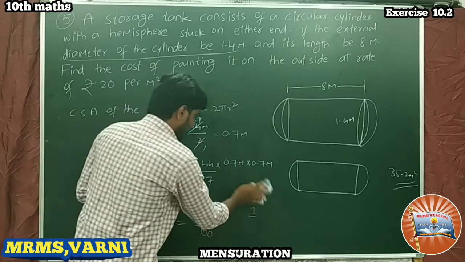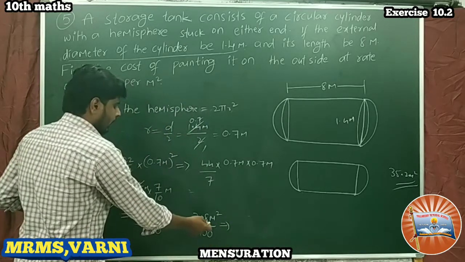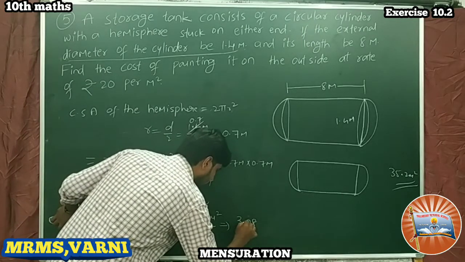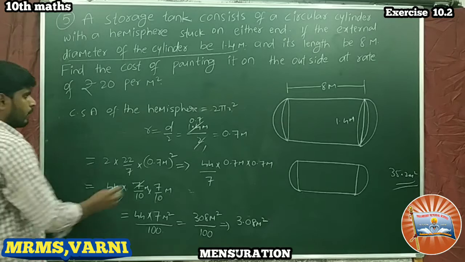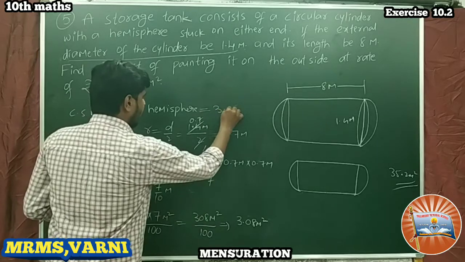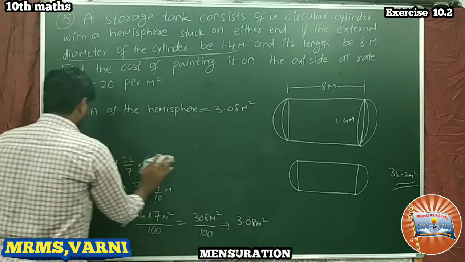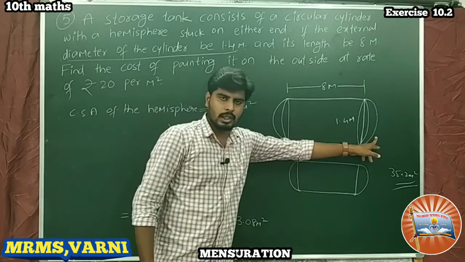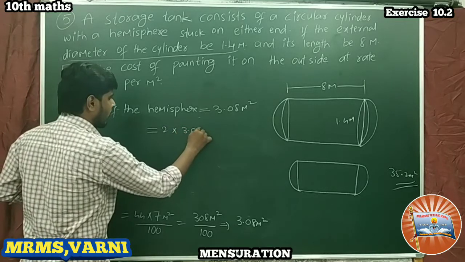Okay, if I remove this 100 in the denominator, we can take a decimal point in front of 2 digits, so it becomes 3.08 meter square. This is the CSA of the hemisphere. 3.08 meter square we got as the CSA of the one hemisphere. So we have two hemispheres at two ends. Here one, here it is one. So we need to multiply 2 into 3.08 meter square.